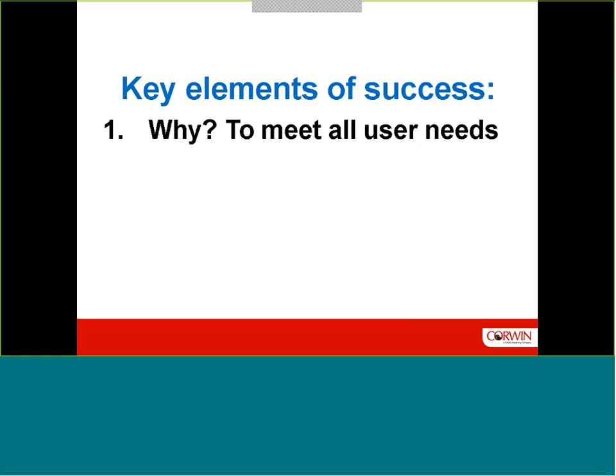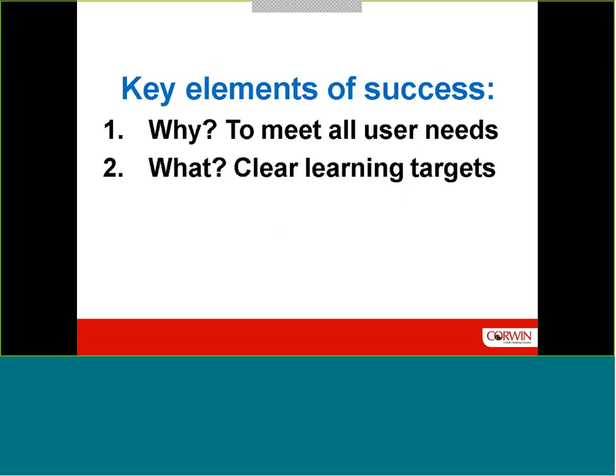So as we build our list of keys to successful assessment, number one is we answer the question why, and the answer is to meet the needs of all users, not just the big and important ones that happen once a year and hold the purse strings. Have I been clear about that? Time for balance. Okay, so again, let me know. Jeff, let me know if you have any questions coming in. Let's go on to key number two.